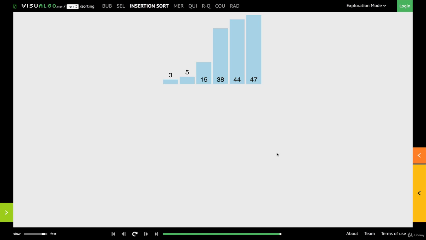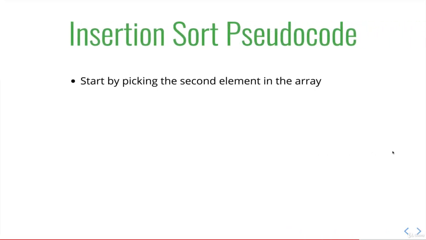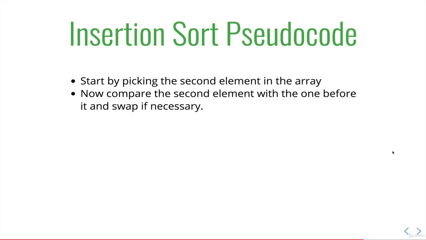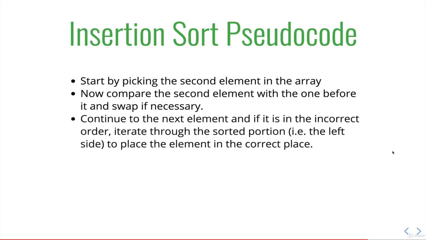So hopefully you can see why it's called insertion sort. We are taking an element one at a time and inserting it in the correct spot. So as far as the pseudocode, what you do, you start by picking the second element in the array because our sorted portion will be considered the first element at the very beginning. So we don't need to sort the first element. So we take the second one and we compare it to the one before it, and if necessary, we swap them. Then we continue to the next element and check if it's in the correct spot.